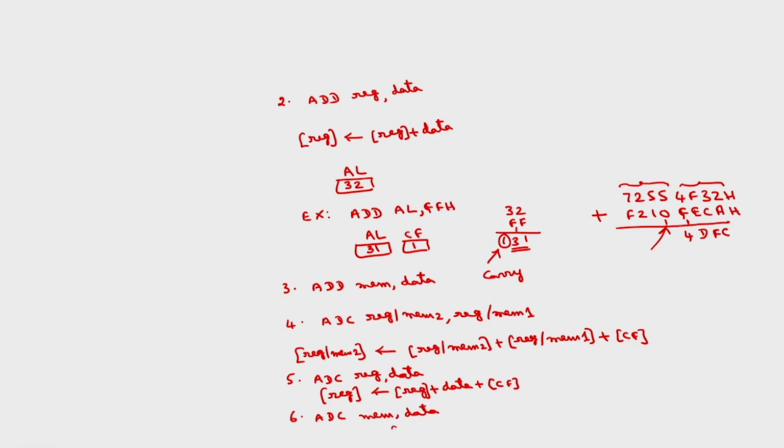Then also the same thing: the contents of the memory pointed to by one of the addressing modes plus data plus the status of the carry flag, and the result is stored in memory. So there are 3 ADD instructions without carry and 3 ADD instructions with carry. There are a total of 6 ADD instructions. Similarly, we have 6 subtraction instructions, 3 without borrow, 3 with borrow.